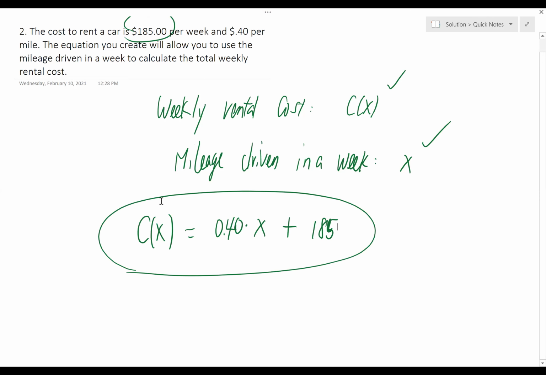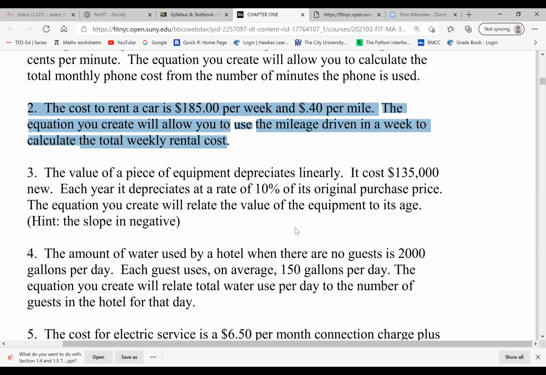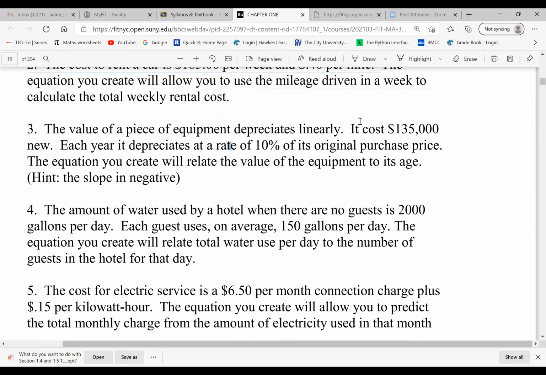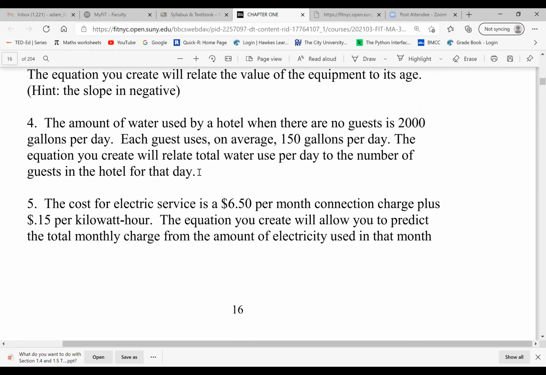Okay. Any question on this? Very similar concept, right? And this one has you see the depreciation. It depreciates 10% of its original purchase price, meaning the slope is 10% of the initial value. Okay, so yeah, the slope is negative, right? Okay. How about question 4?